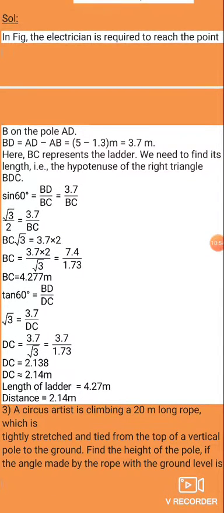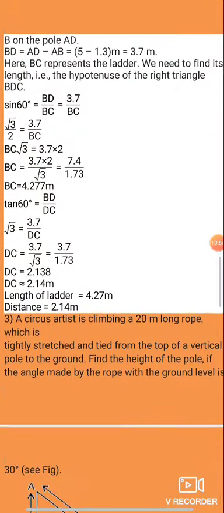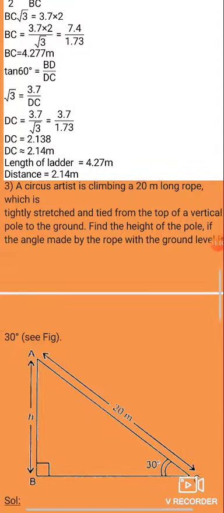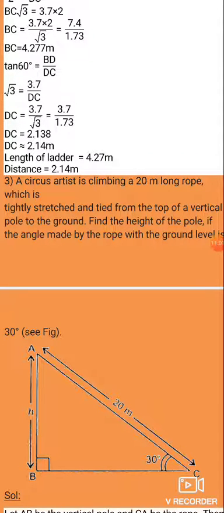Now the next question is a simple one. A circus artist is climbing a 20-meter long rope. See the figure, which is tightly stretched and tied from the top of a vertical pole to the ground. Find the height of the pole if the angle made by the rope with the ground level is 30 degrees.